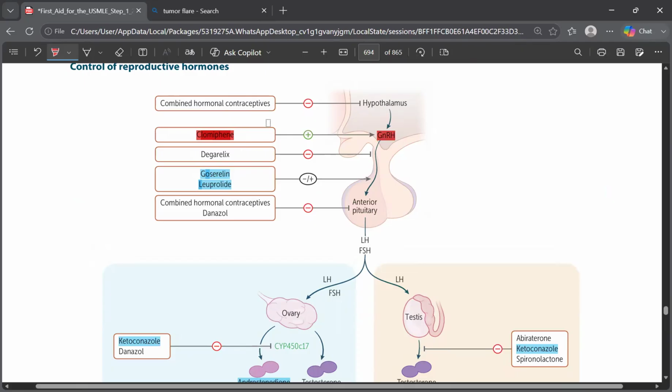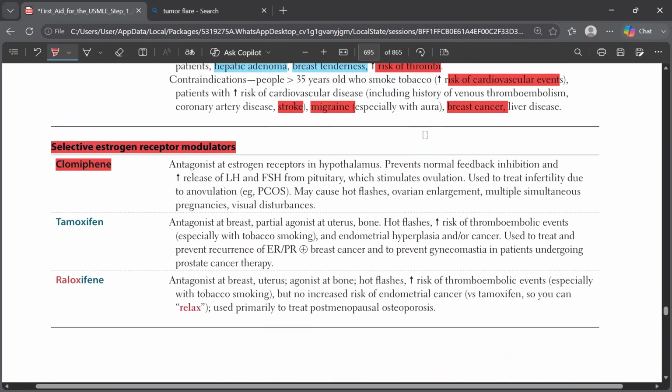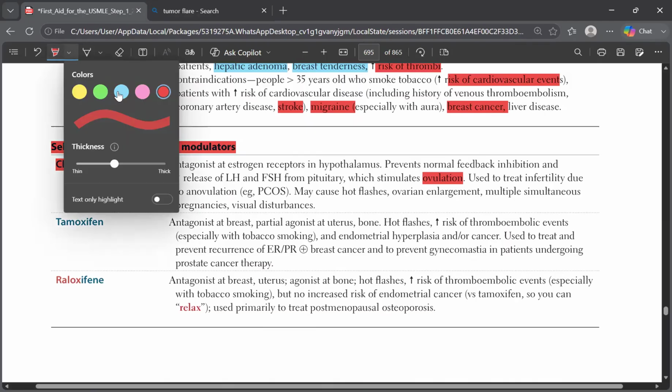Clomiphene acts to increase production of gonadotropin releasing hormone. It prevents normal feedback inhibition and increases the release of luteinizing hormone and FSH from the pituitary, which stimulates ovulation. As I said before, it is used for treating anovulatory infertility, used to treat infertility due to anovulation, example PCOS. It may cause hot flashes, ovarian enlargement, multiple simultaneous pregnancies, and visual disturbances.